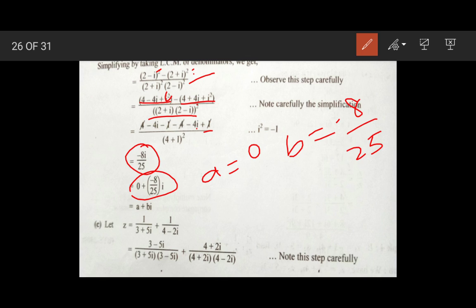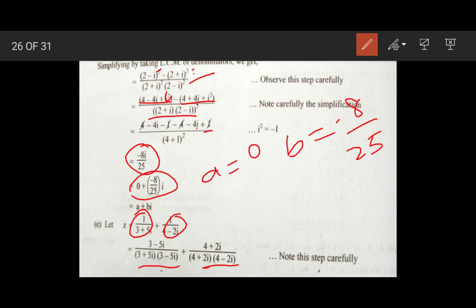1 upon 3 plus 5i plus 4 minus 2i. Okay, I have to solve this. So what I am going to do, I am going to first solve this as division rule. So I am going to multiply numerator and denominator with 3 minus 5i. Same here, I am going to multiply numerator and denominator by 4 minus 2i.